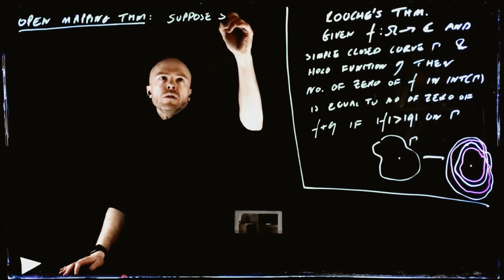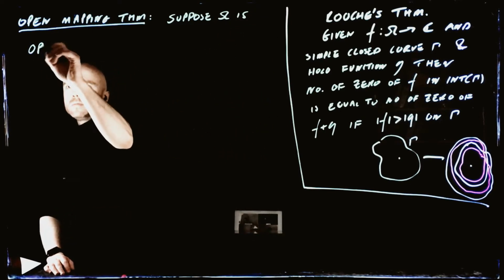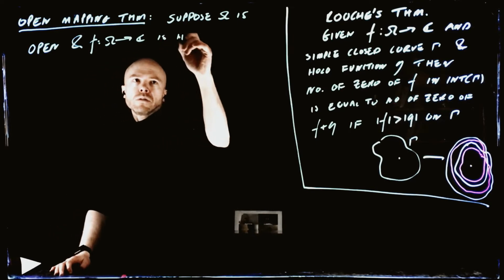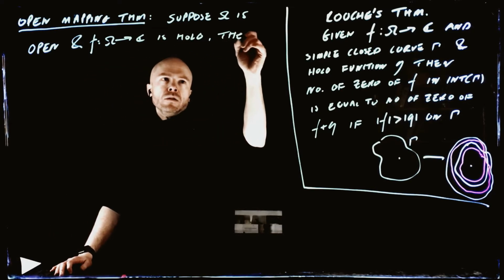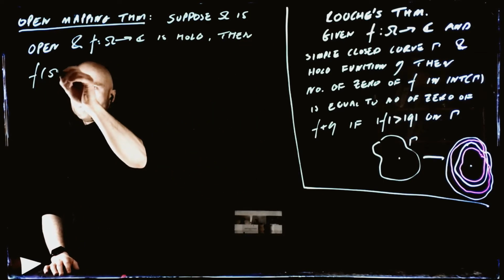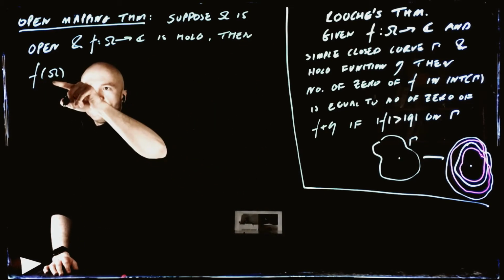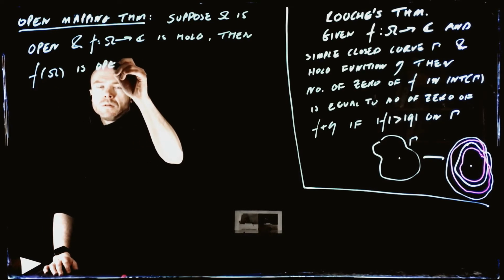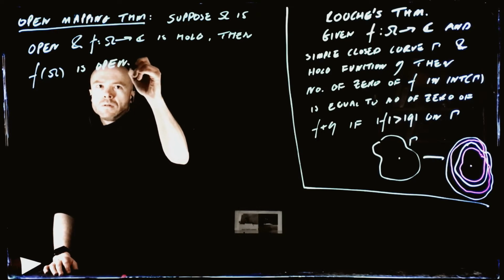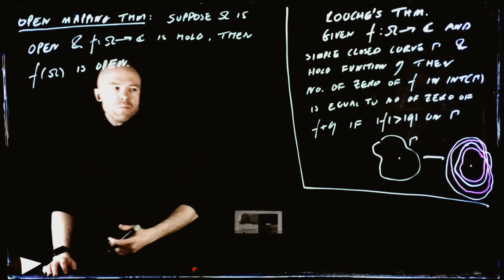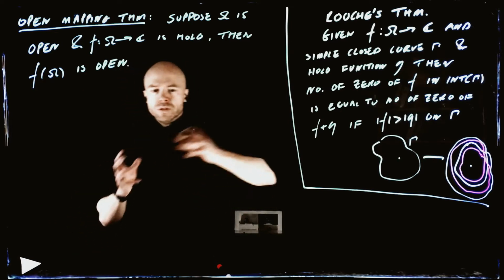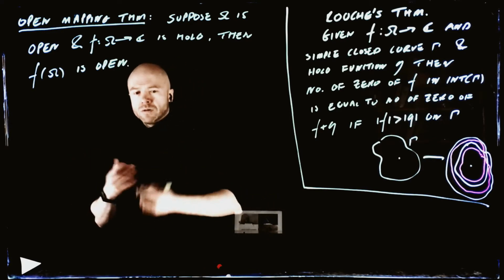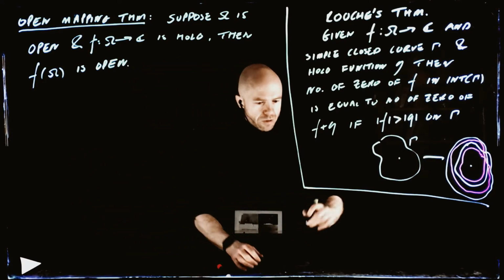Suppose omega is open, and f from omega to C is holomorphic, then the image of f acting on omega is open too. Okay, and mappings that have this property, that when you take the image of open sets, they form open sets, those things are called open mappings. So in other words, holomorphic mappings are open mappings. So let's put a definition down here.